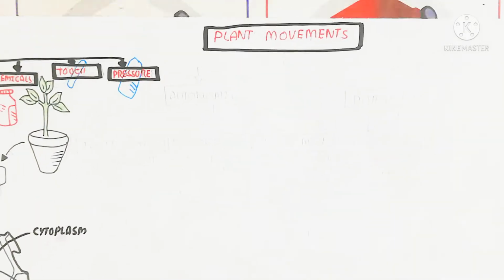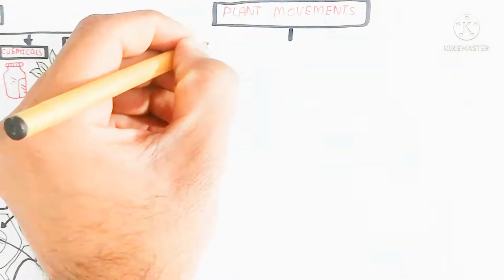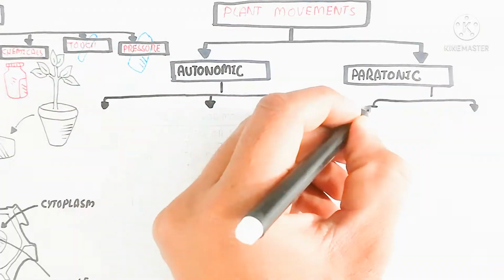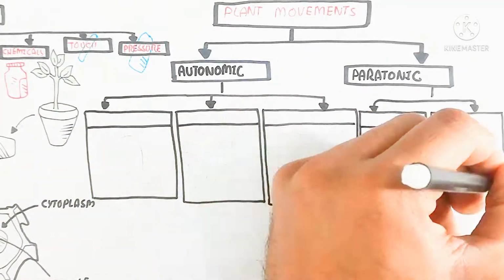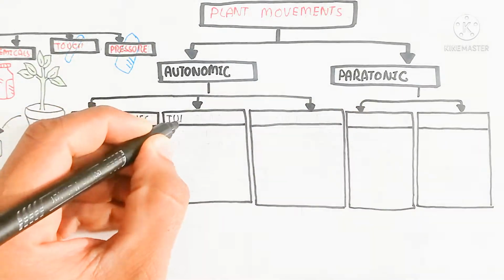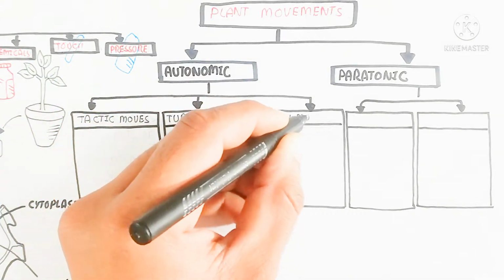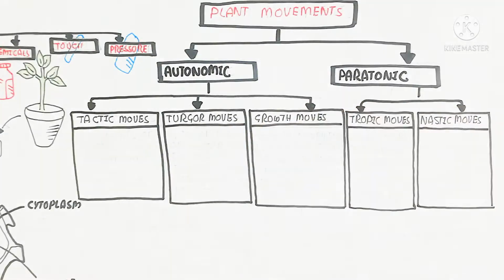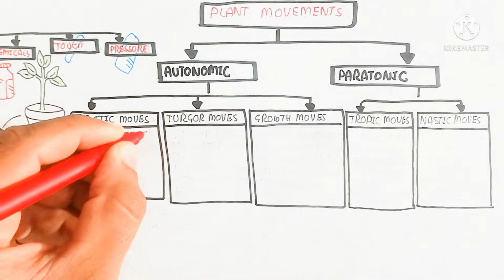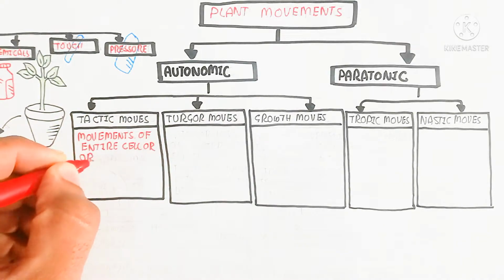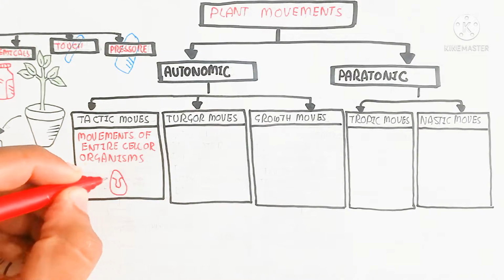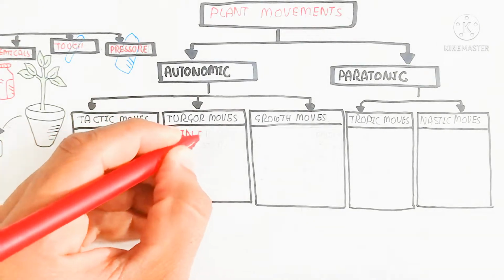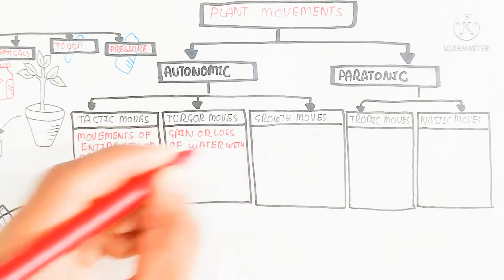So let's begin to understand plant movement and its types. Plant movement has two major types, autonomic and paratonic. Autonomic movement means the plant itself moves due to internal stimuli, for example hormone and water. On the other hand, paratonic movement is due to external stimulus. Let's begin with the autonomic movement. Here are the tactic movements, turgor movement and growth movement, while the paratonic movements are tropic movement and nastic movement.